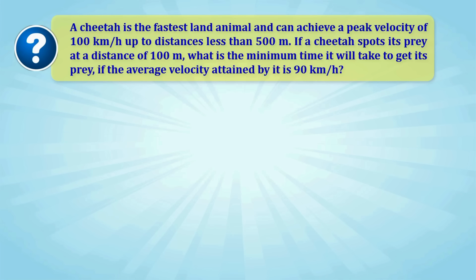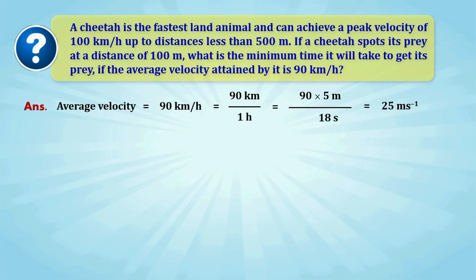Let us solve this numerical step by step. A cheetah is the fastest land animal and can reach very high speeds. In this question, the cheetah spots its prey at a distance of 100 meters. The average velocity of the cheetah is given as 90 kilometers per hour. We are required to find the minimum time taken to reach the prey. First, convert the average velocity into SI units. 1 kilometer per hour is equal to 5 by 18 meters per second. So, 90 kilometers per hour becomes 25 meters per second.